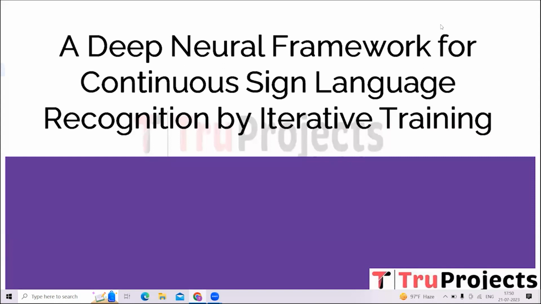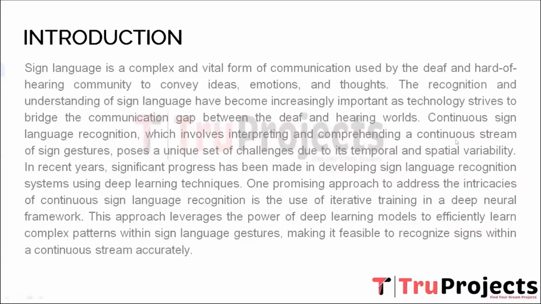Projects. In this video, we are going to explain a project titled A Deep Neural Framework for Continuous Sign Language Recognition by Iterative Training. Coming to the introduction part, in recent years, significant progress has been made in developing sign language recognition systems using deep learning techniques. One promising approach to address the intricacies of continuous sign language recognition is the use of iterative training in a deep neural framework.